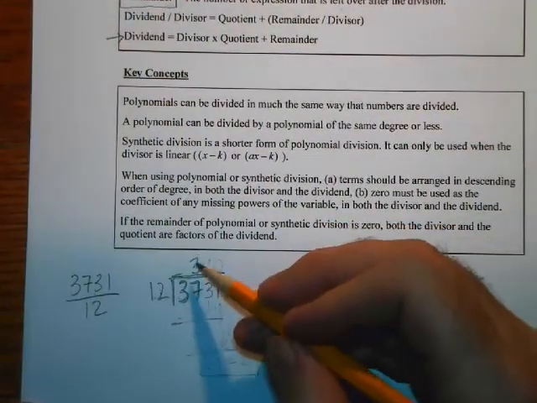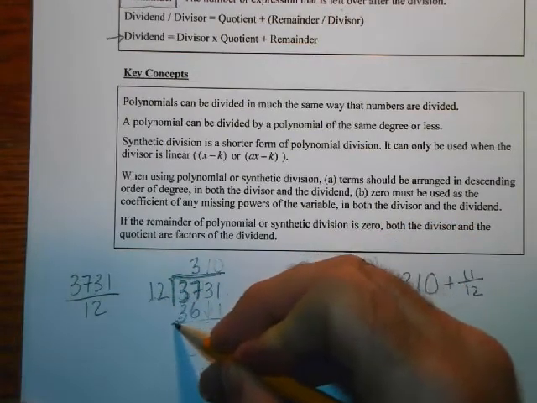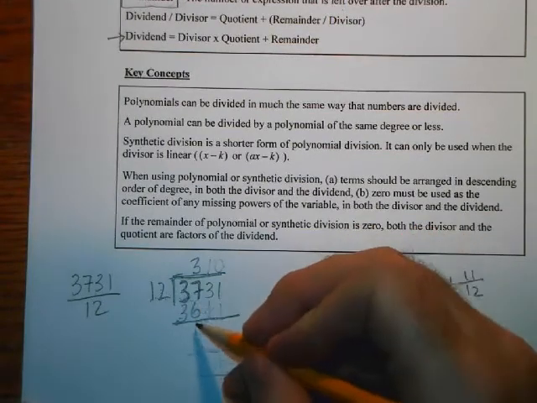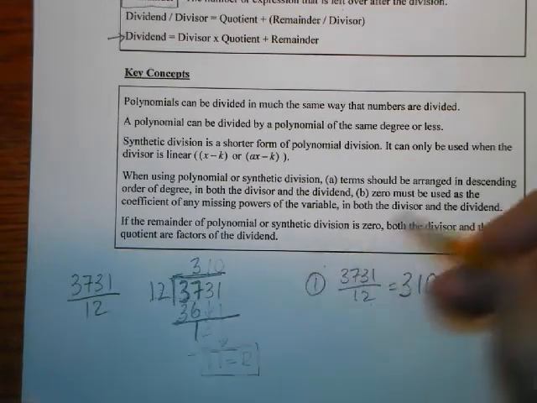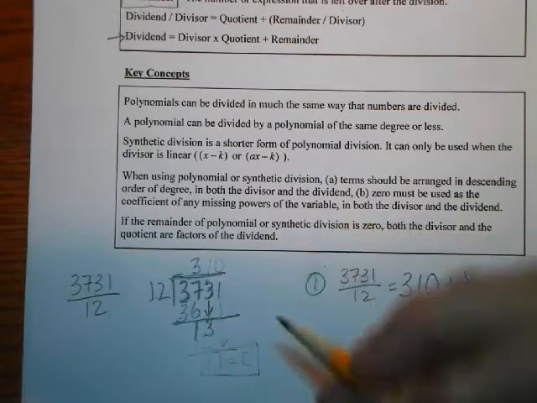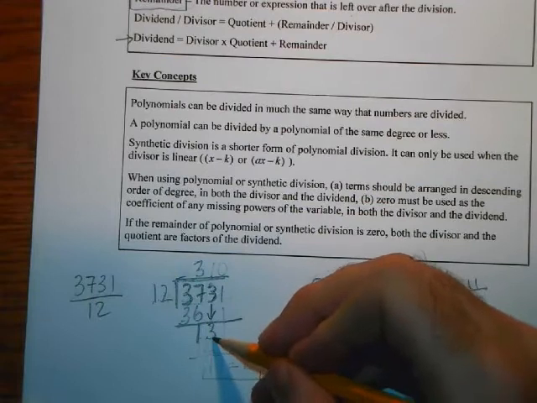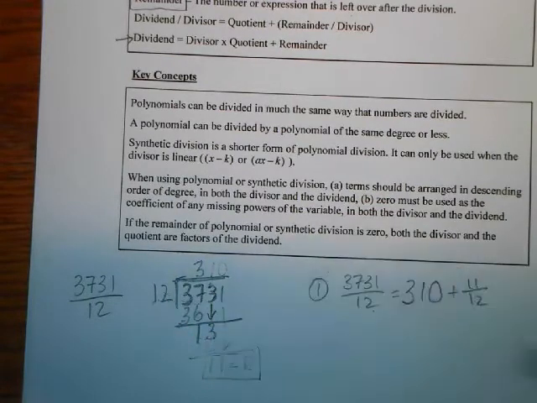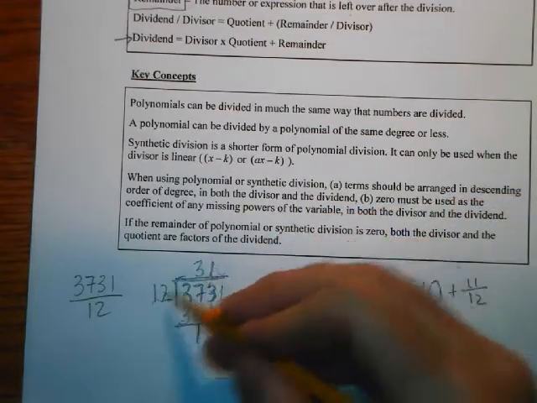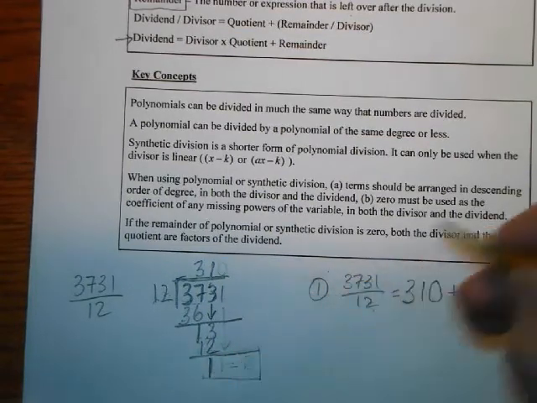Now you go back here and multiply these two. 3 times 12 is 36. Then you subtract. 37 minus 36 is 1. Now you bring down the next number from the dividend that you haven't used yet. So now I have 13, and I ask myself, how many times can 12 go into 13? The answer is once, so I put my 1 up here. Now I do the multiplication. 1 times 12 is 12. Subtract, and I've got my 1.